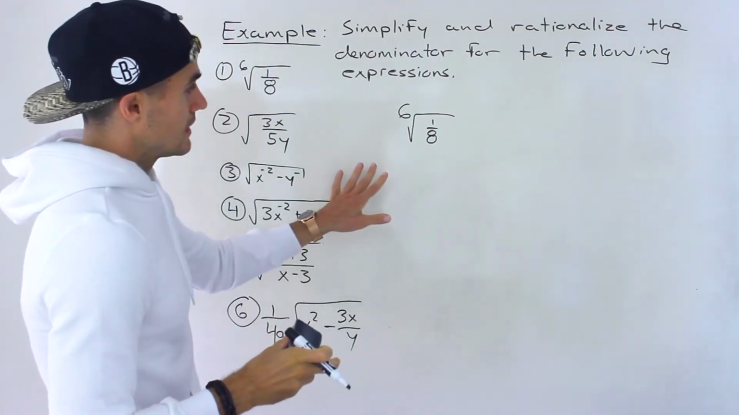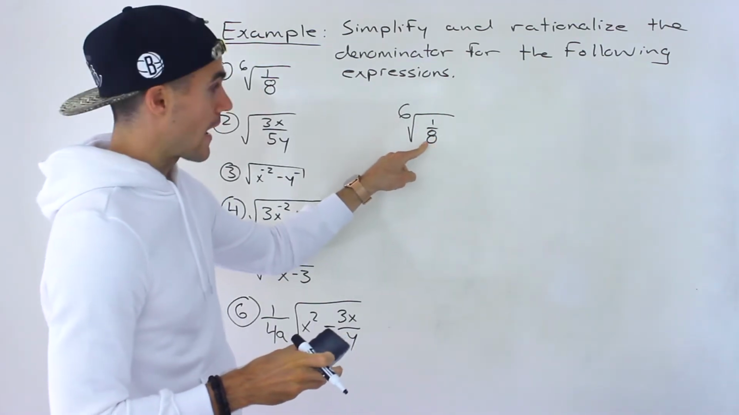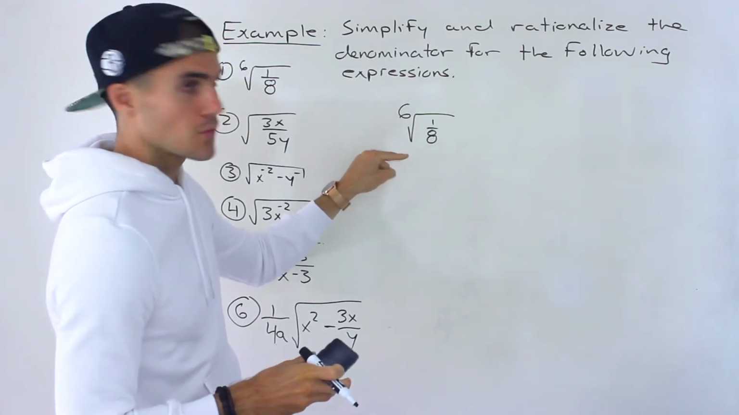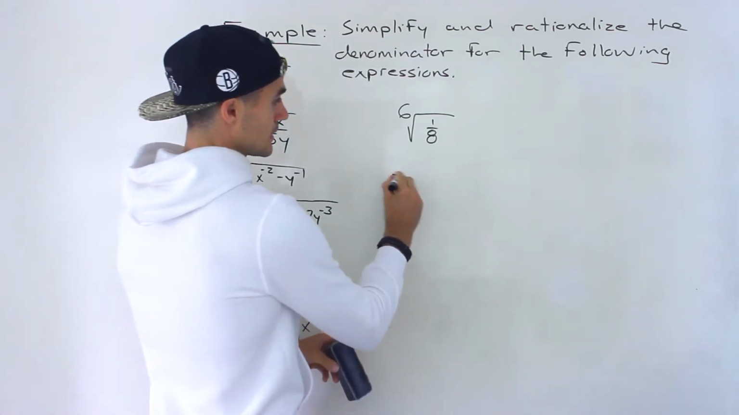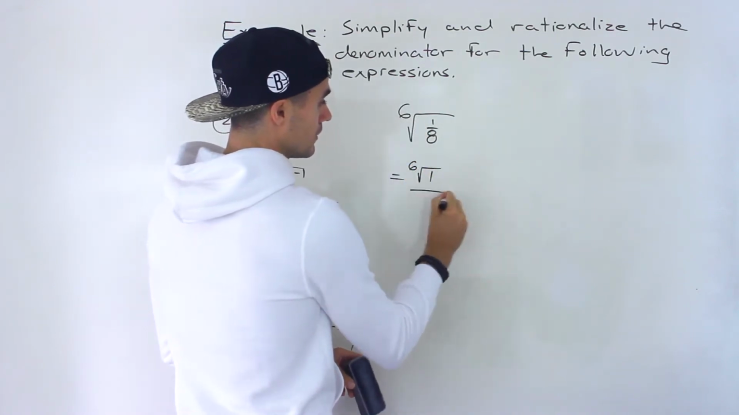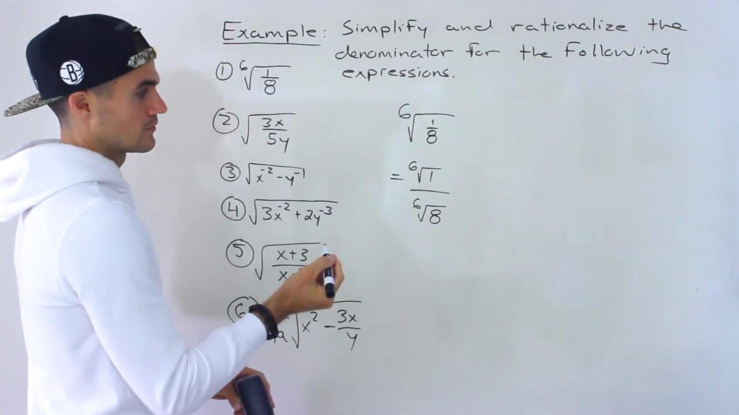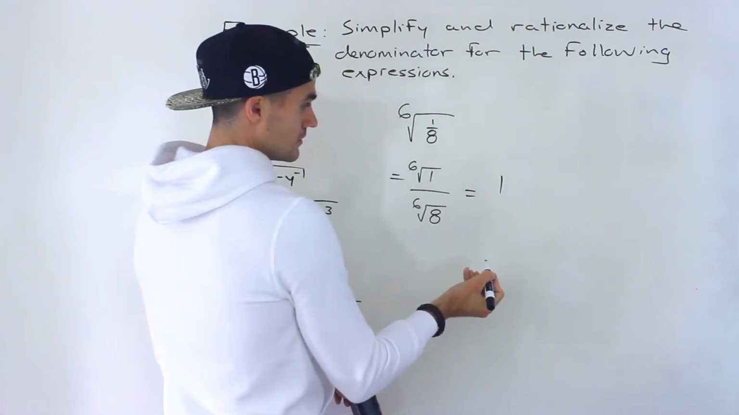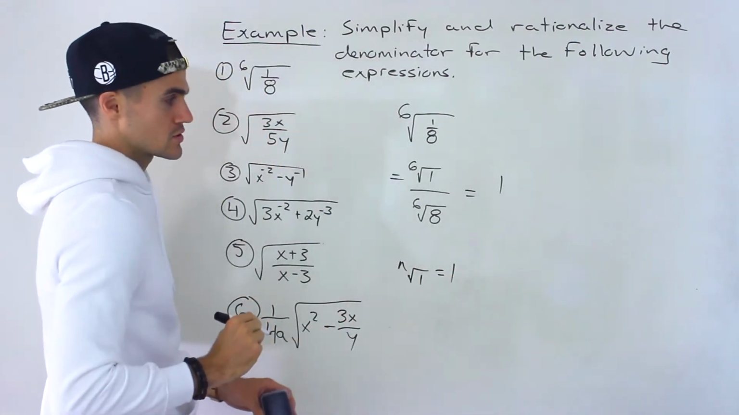When I get something like this, the first thing I like to look for is, can I simplify the fraction within the radical? Notice 1 over 8, we can't simplify that any further. Once I pass that test, I take the radical and put it on the numerator and the denominator, like that. And the 6th root of 1 is just 1, right? Any root of 1 is just 1.